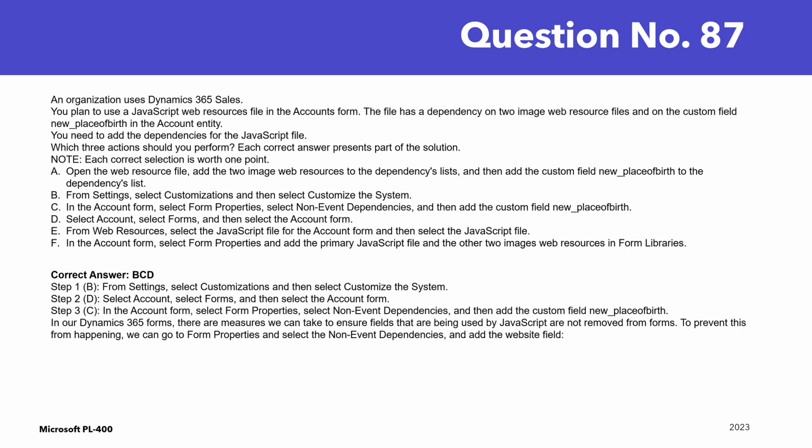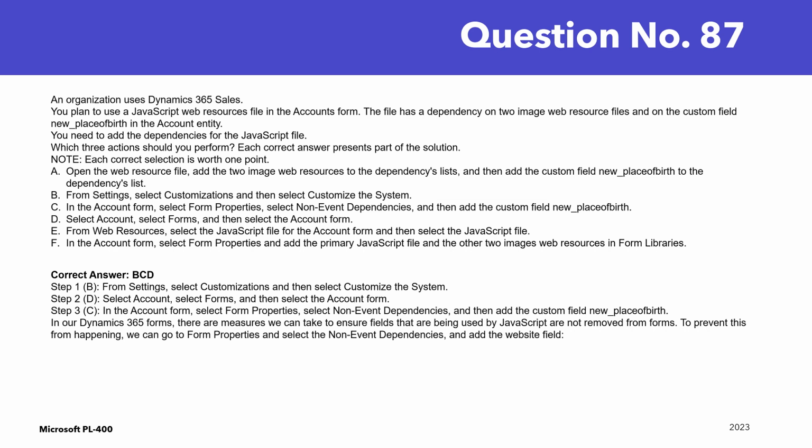An organization uses Dynamics 365 Sales. You plan to use a JavaScript web resources file in the accounts form. The file has a dependency on two image web resource files and on the custom field new_yearofbirth in the account entity. You need to add the dependencies for the JavaScript file. Which three actions should you perform? Each correct answer presents part of the solution. Note, each correct selection is worth 1 point.